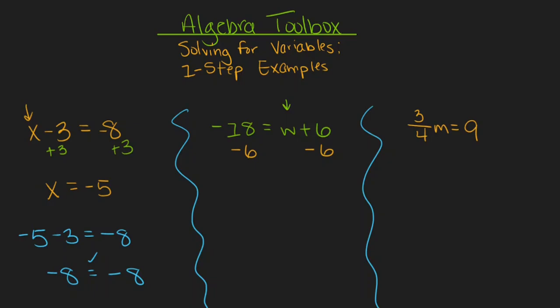6 and minus 6 will cancel each other out, so these go away. That means we only have w now on the right-hand side. On the left-hand side, we'll have negative 18 minus 6, which takes us to negative 24.